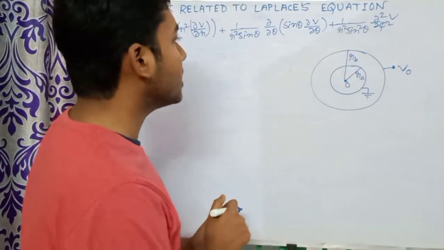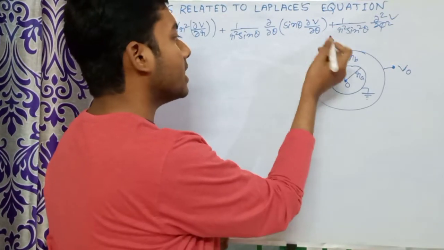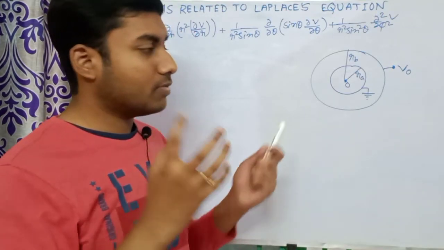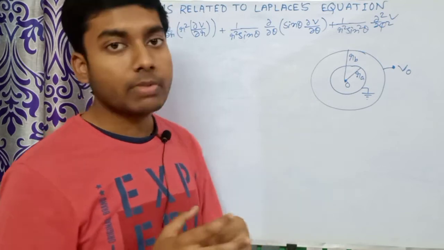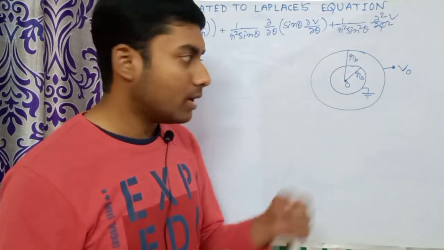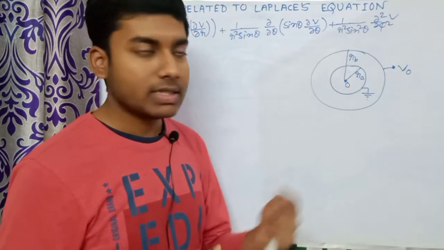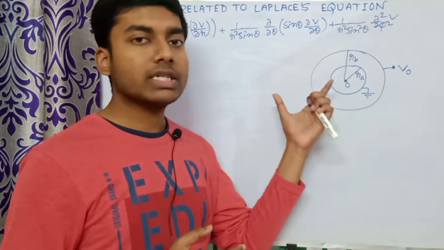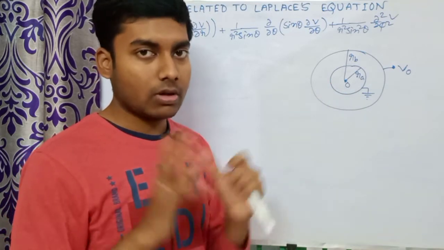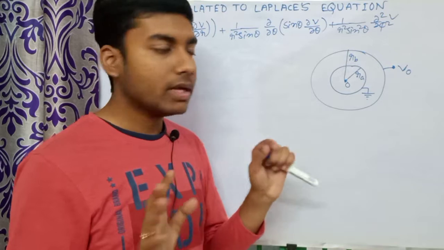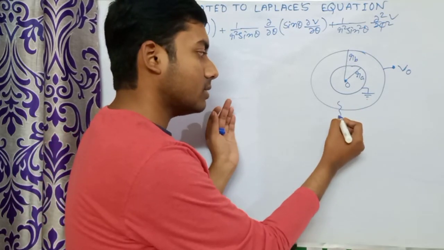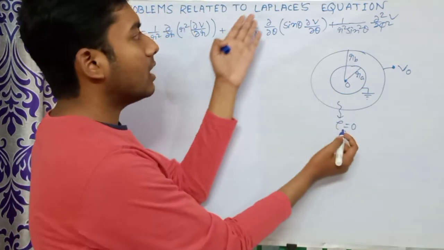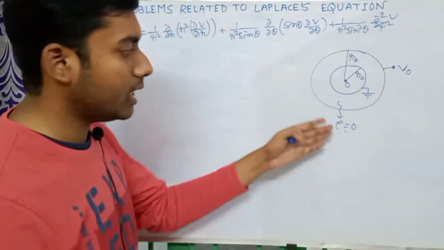So in today's problem, suppose this is an annular spherical conducting sphere. The inner radius is Ra and the outer radius is Rb. The inner sphere is a spherical shell, basically hollow. Hollow means here rho is equal to 0, and you can easily understand that we have to use Laplace's equation here.